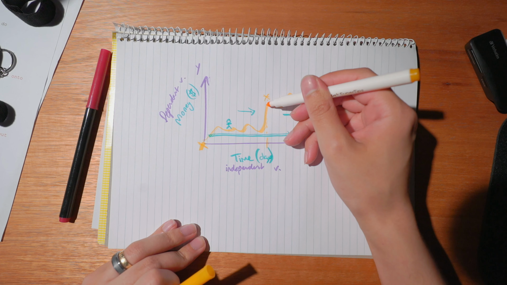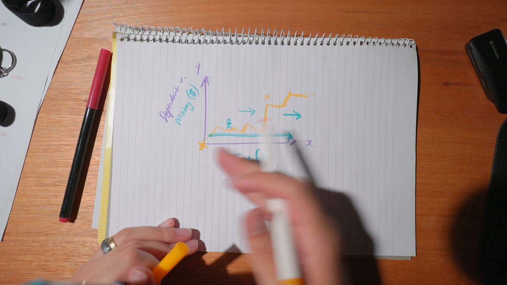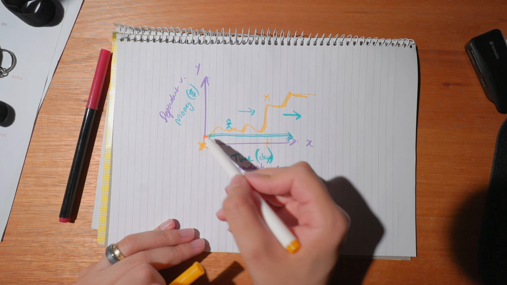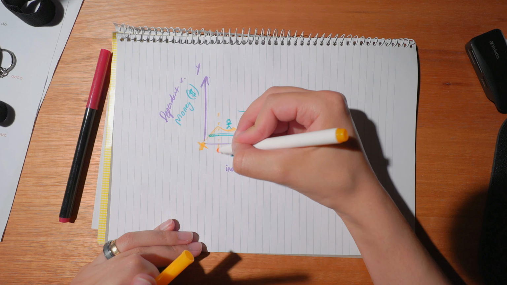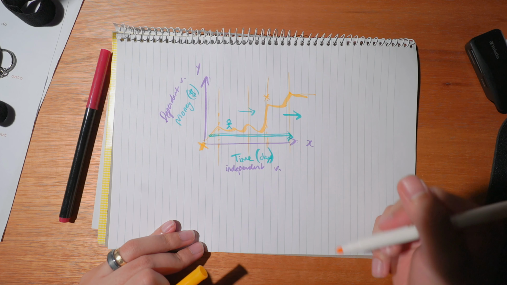And then it plateaued for a while, and then it jumped up a little bit more, and then it plateaued again. So that's the way you would read it. You would say, at time zero, the amount of money was about zero. And then at this time interval, I'm slicing the graph whenever there's something really interesting happening.